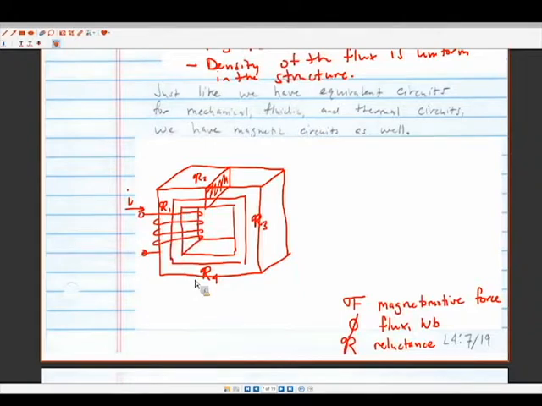So the analogy that we're going to make here is that the magnetomotive force in a magnetic circuit, so this is magnetic, and on this side going to be electric, is analogous to a voltage source in an electric circuit. So V is in volts.